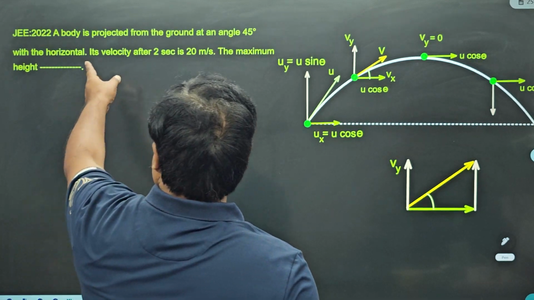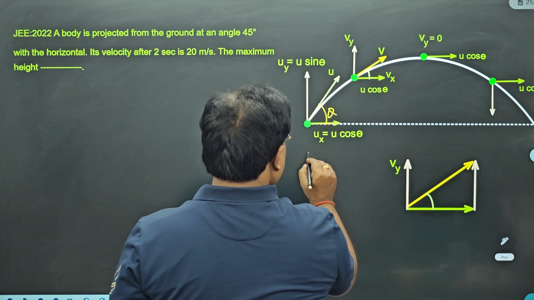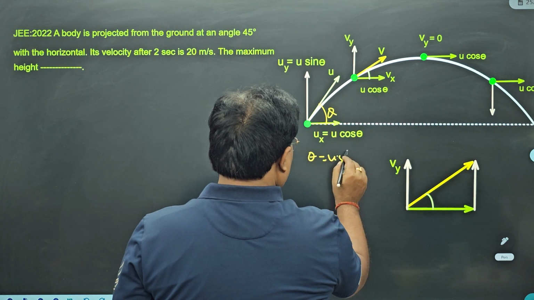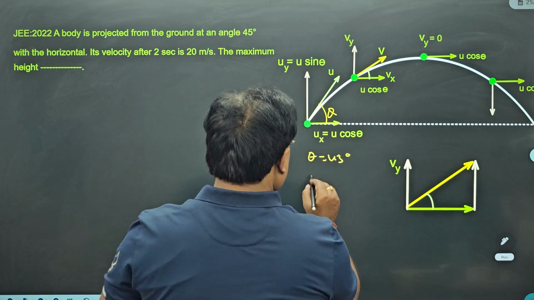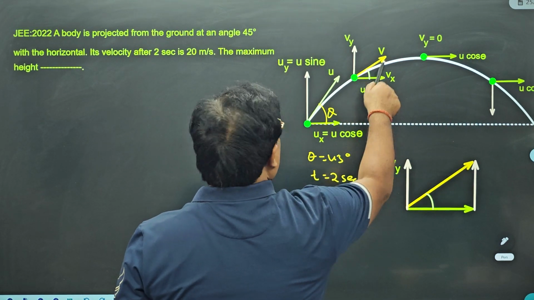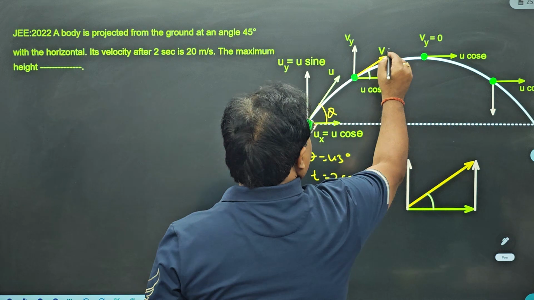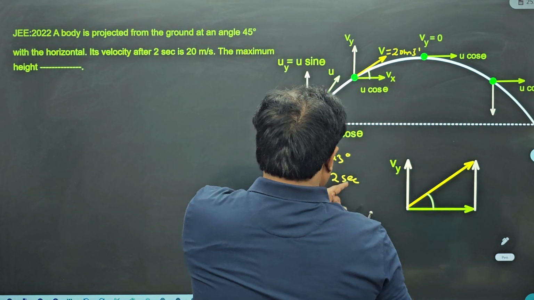You see, a body is projected from the ground at an angle of theta equal to 45 degree. This is the question given. After time t equal to 2 seconds, suppose the body is here. Here the velocity is given as 20 meter per second, after t equal to 2 seconds.